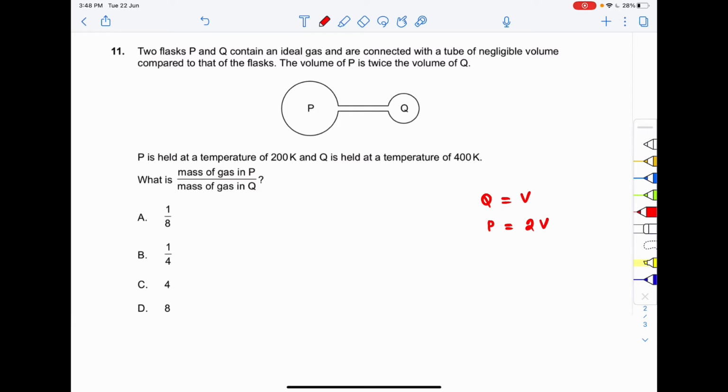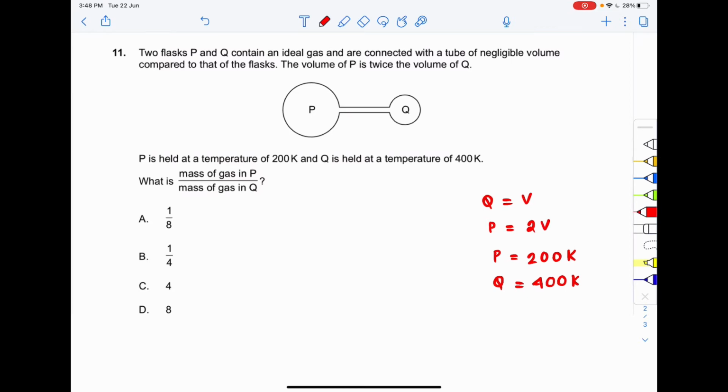P is held at a temperature of 200 Kelvin, and Q is held at a temperature of 400 Kelvin. We need to find the mass of the gas in P divided by the mass of the gas in Q. In this question, let the pressure in the first flask, that is flask P, be P1, and suppose the pressure in the second flask, that is flask Q, is P2.